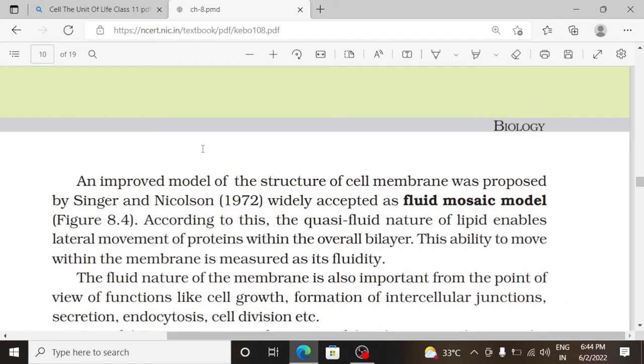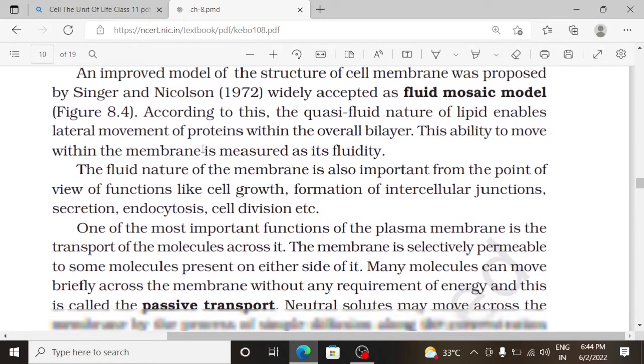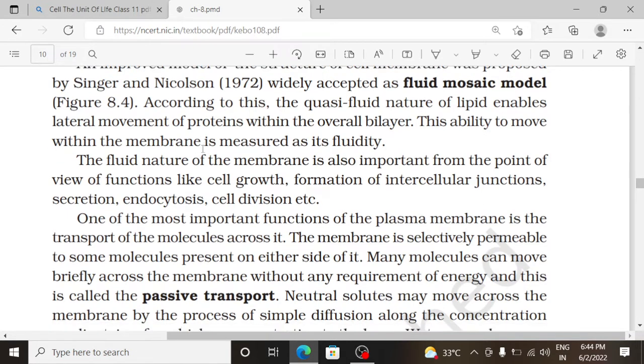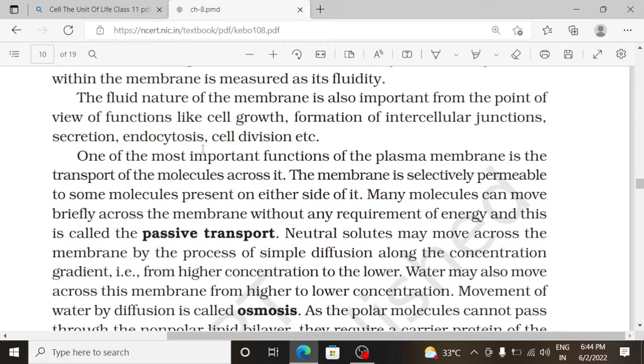An improved model of the structure of cell membrane was proposed by Singer and Nicolson in 1972, which was widely accepted as the fluid mosaic model. According to this, the quasi-fluid nature of lipid enables lateral movement of proteins within the overall bilayer. This ability to move within the membrane is measured as its fluidity. The fluid nature of the membrane is also important from the point of view of functions like cell growth, formation of intercellular junctions, secretion, endocytosis and cell division.